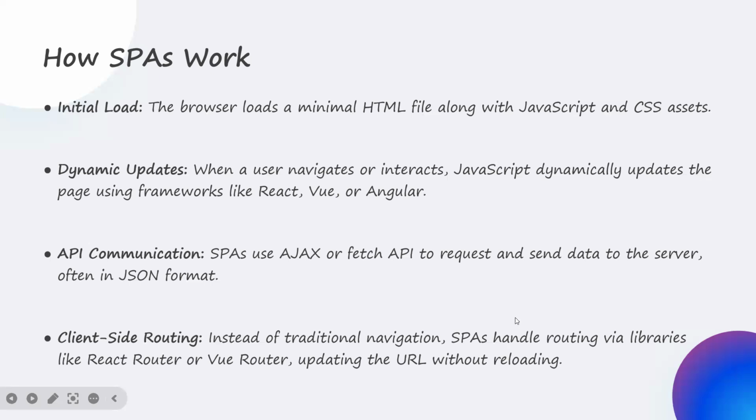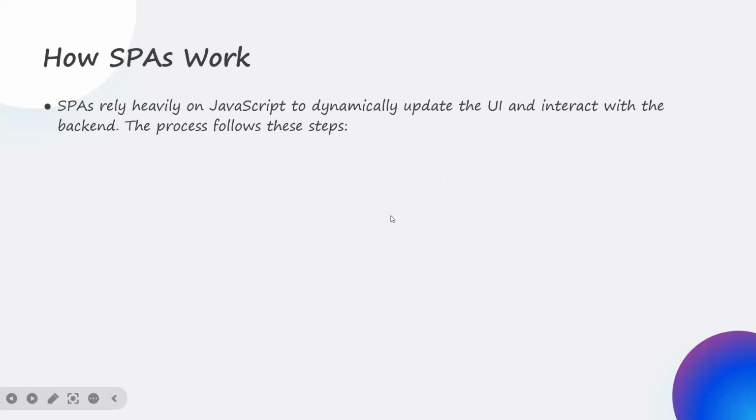So this is how it works: initial loading, data, dynamic updates, API communication, and client-side routing. Okay, so first of all, how does it work? Single-page applications rely heavily on JavaScript to dynamically update the UI. They cannot do without JavaScript and interact with the back end. So they use JavaScript a lot. So this is the way.